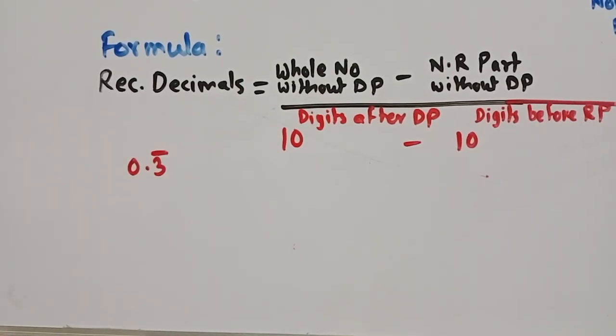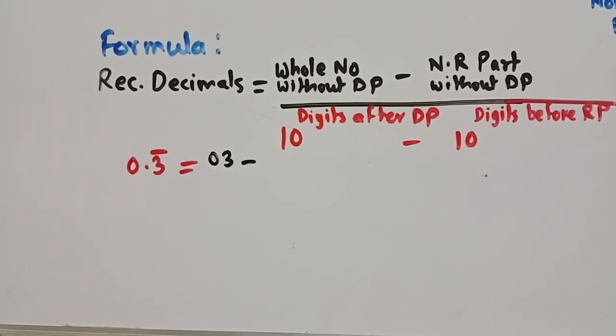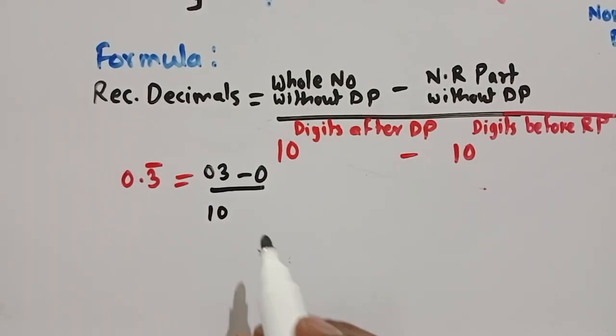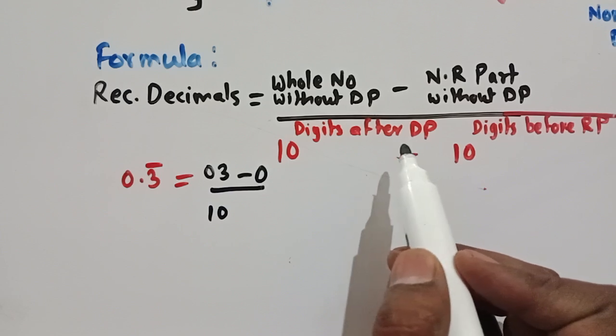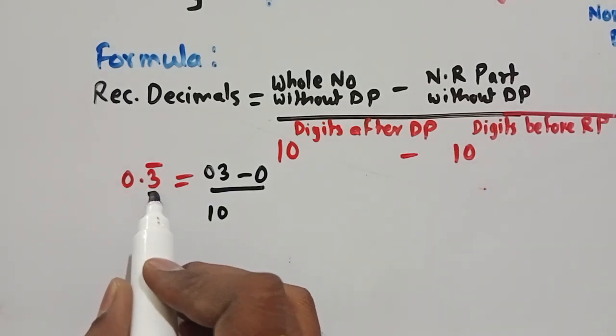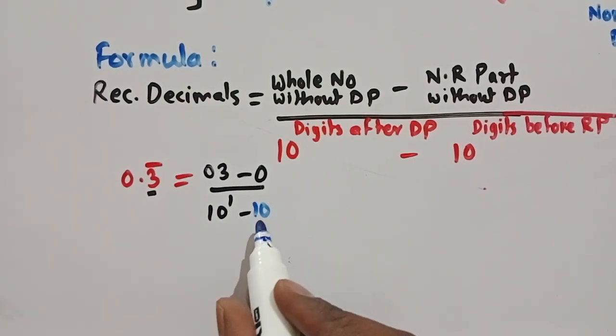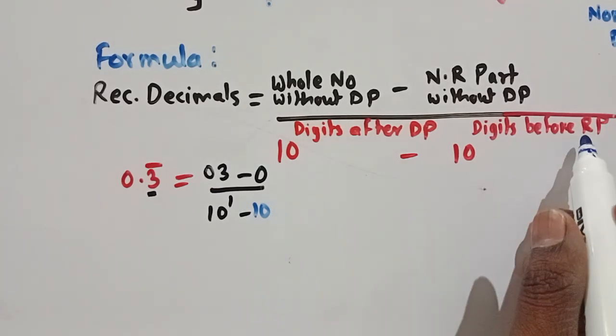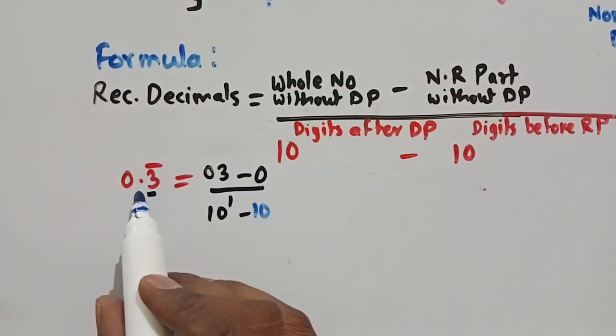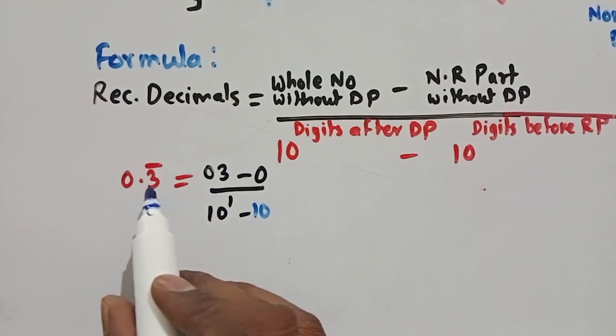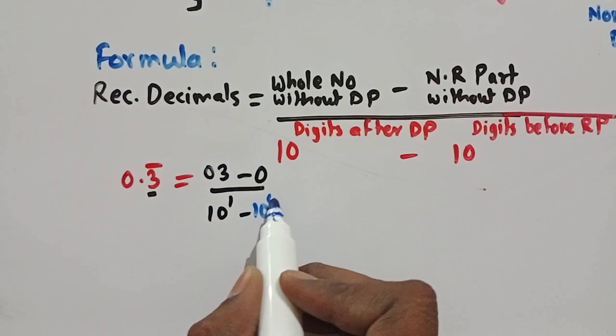Let us convert 0.3 bar into a fraction. Here the whole number without decimal point is 03. Here the non-recurring part without decimal point is 0. Here 10 to the power number of digits after decimal point: the number of digits after decimal point is 1, minus 10 to the power number of digits before the recurring part and after decimal point. So there are no digits, so how many digits are there? 0.